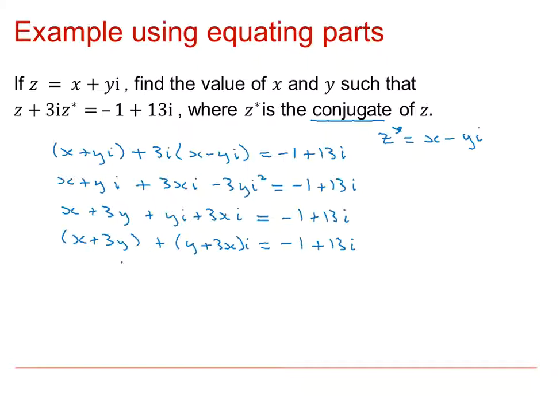Because we have equality of complex numbers, we can now pull out the real part. So the real part on the left hand side is x plus 3y, and the real part on the right hand side is minus 1. I'll call that equation 1. And if you look at the imaginary parts now, we've got y plus 3x on the left hand side is imaginary, 13 on the right hand side, and they must match, so I can put equals there.